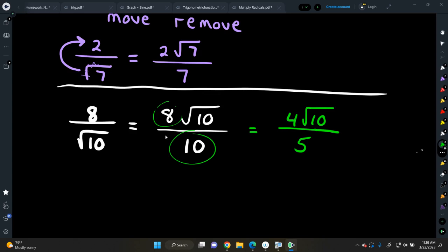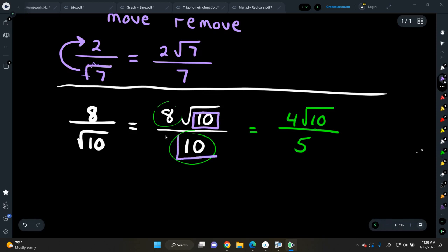So what I mean by that is that if you look at this, this 10 is inside the radical. This 10 is outside the radical. I can't reduce those. I can't reduce them, okay? The 8 and the 10 and this 10 down here are both outside the radical, so they can reduce, okay?